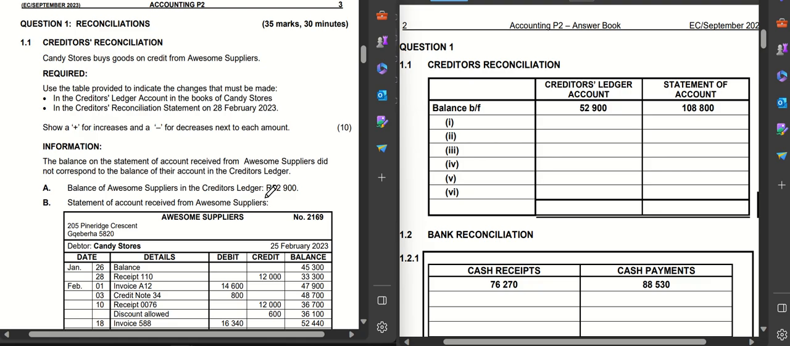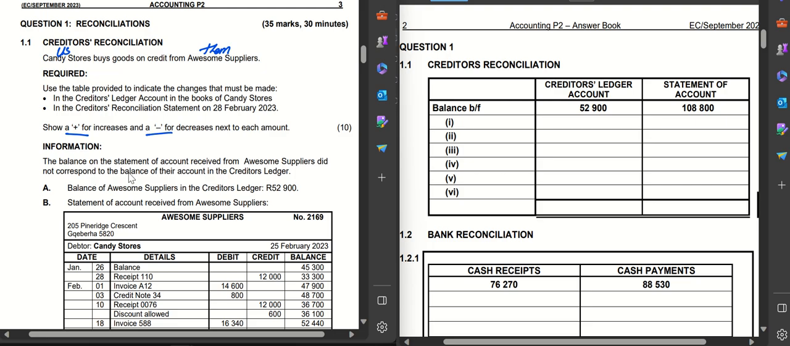The question reads, the creditors reconciliation, Candy Stores buys goods from Awesome Suppliers. So that simply means Candy Stores is us, and then the Awesome Suppliers is them. And then required, use the table provided to indicate the changes that must be made in the creditors ledger account in the books of Candy Stores and the creditors reconciliation statement. Show a plus, very important. Show a plus for an increase and a minus for a decrease next to each amount. So we have to show either a plus or a minus next to each amount.